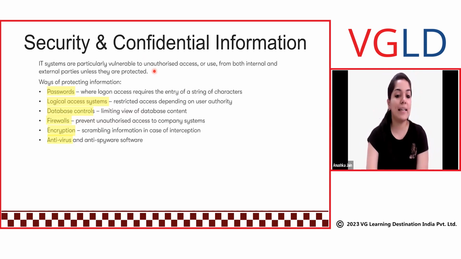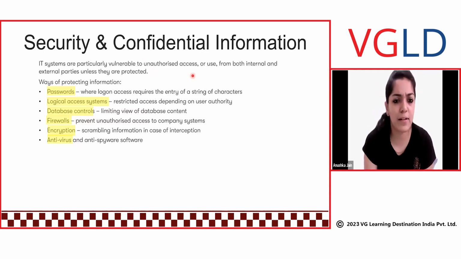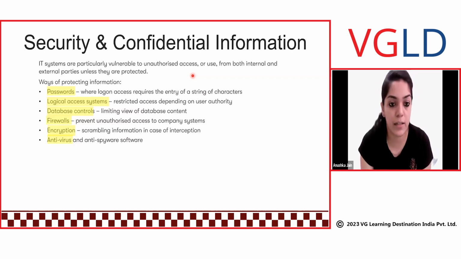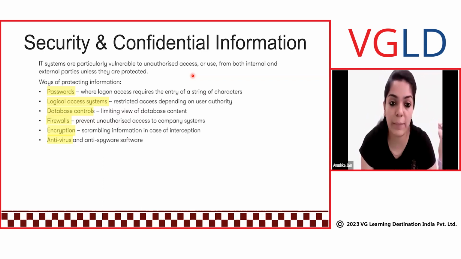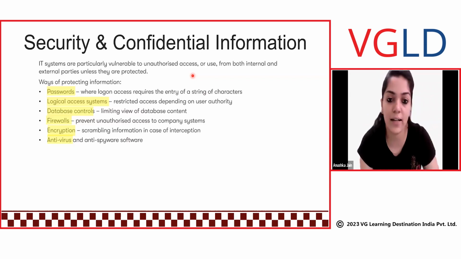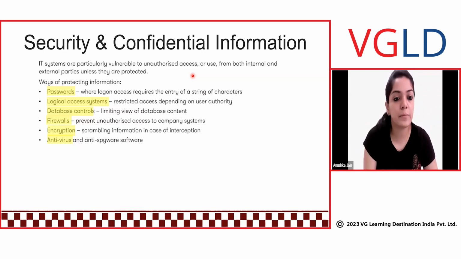Next is antivirus and anti-spyware software. Again, very simple. We have been doing it since our childhood: installing antivirus on our laptop so that viruses and worms, all of these items, do not enter our computers. That is the protection policy followed by companies also, installing antivirus and anti-spyware software to protect their information. I hope it is clear.